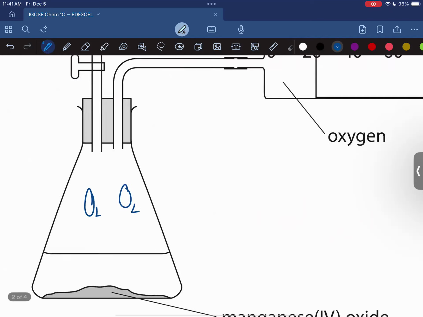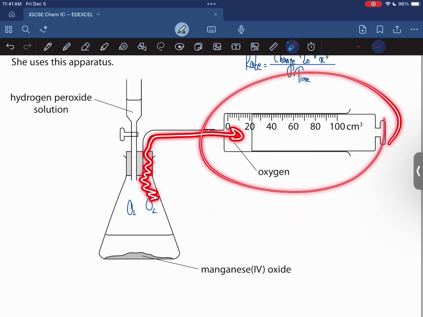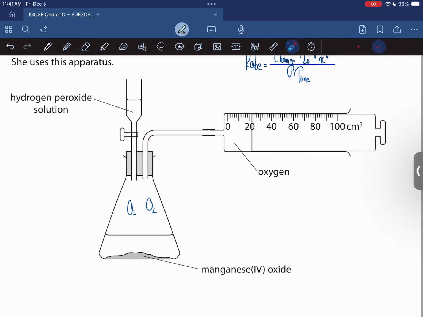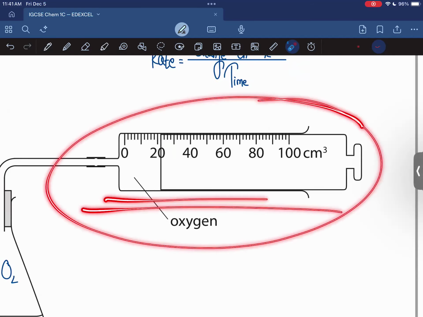Now, why would the oxygen go? Since it is a gas, it goes from over here and gets collected in the syringe. Oxygen from here goes and gets collected into the syringe. Now you could figure out the volume of oxygen produced, right? You could figure out the volume of oxygen produced from this syringe.